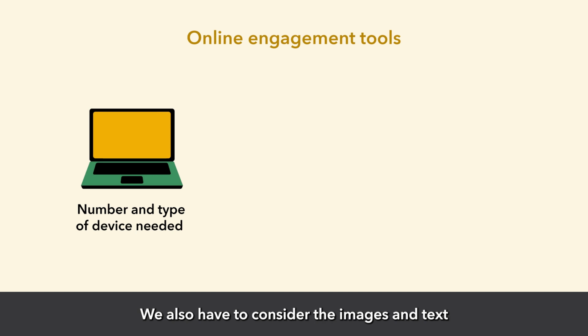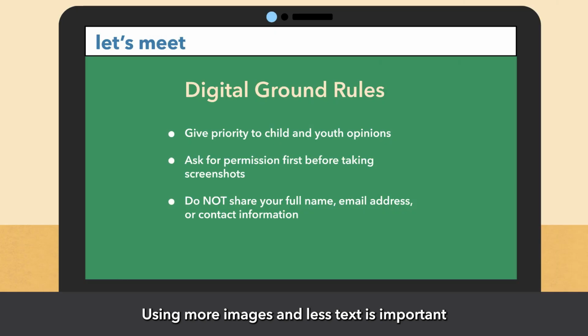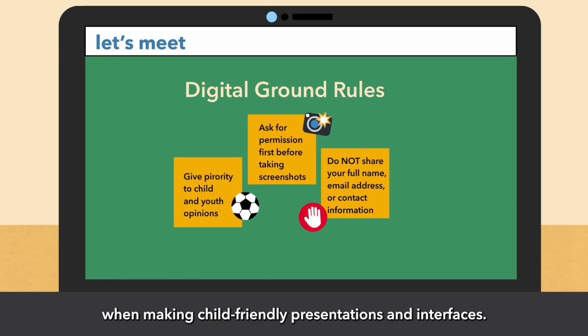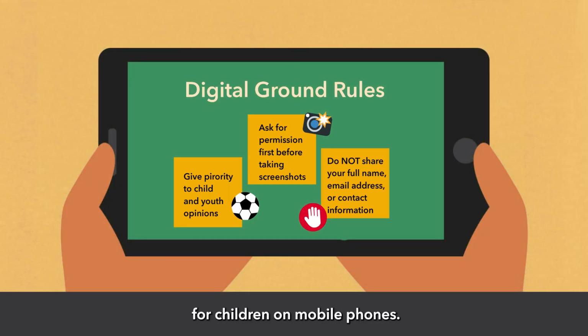We also have to consider the images and text in our online engagement tools. Using more images and less text is important when making child-friendly presentations and interfaces. We should also remember to make the font size large enough for children on mobile phones.